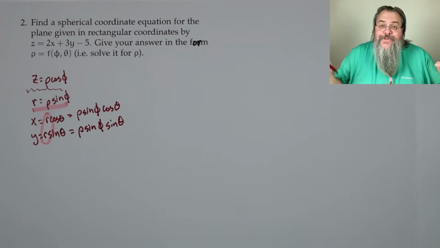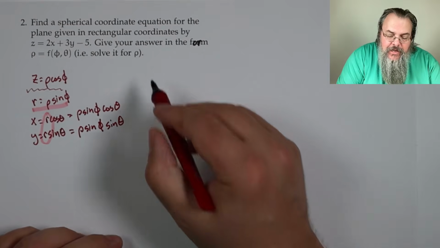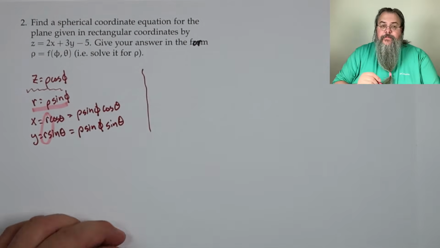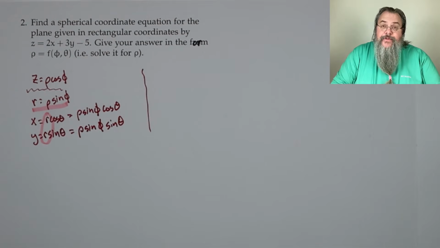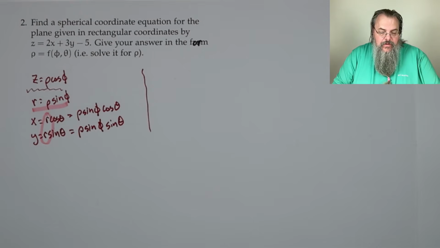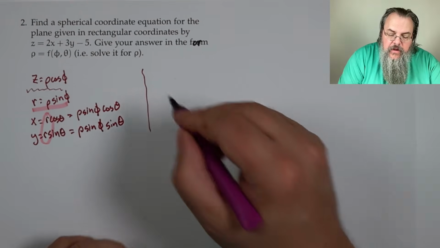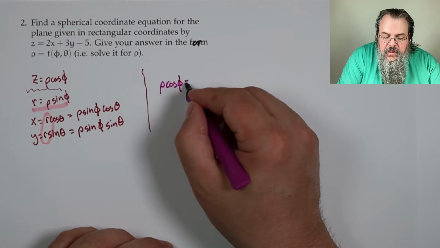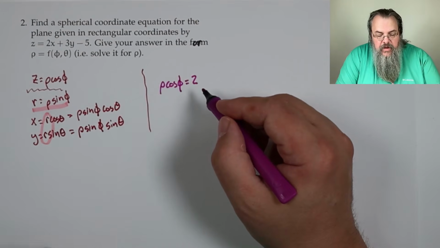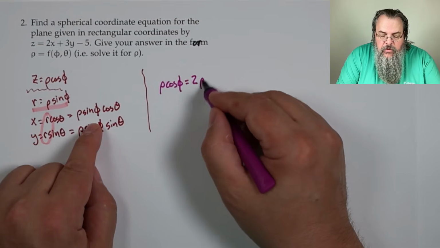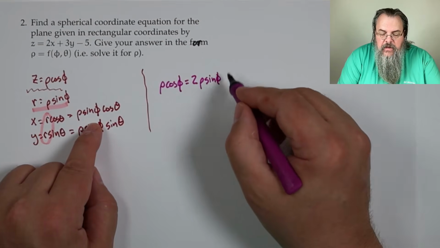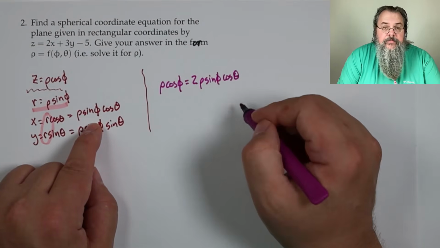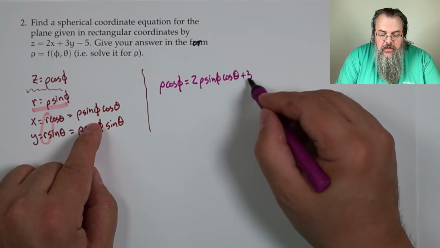So that's most of the game. From here, what do we do? Well, we substitute in. We say, what is z? z is rho cosine phi. So rho cosine phi equals 2. What is x? Rho sine phi cosine theta. Plus 3, what's y?